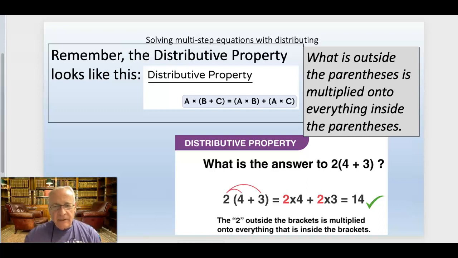Look at the bottom here, this example. This 2 you take and multiply times the 4 and the 3, when the inside has two terms, 4 plus 3. The number outside the parentheses is multiplied onto everything that's inside the parentheses. That's what distribution does.